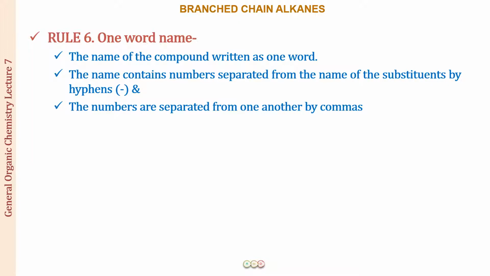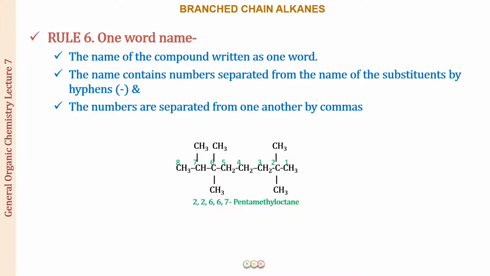The numbers are separated from each other by commas. So 1,1 or 2,2 or 3,3 dimethyl. So the numbers have to be separated by commas. So in the example, again I have come back to the pentamethyl octane. So there are how many numbers over here? We have 5 numbers. So these 5 numbers have to be separated from each other by commas. Then the name of the compound is one line together, there are no spaces between, and between the numbers and the name we have put a hyphen. So I hope this is clear how we are going to write the name.